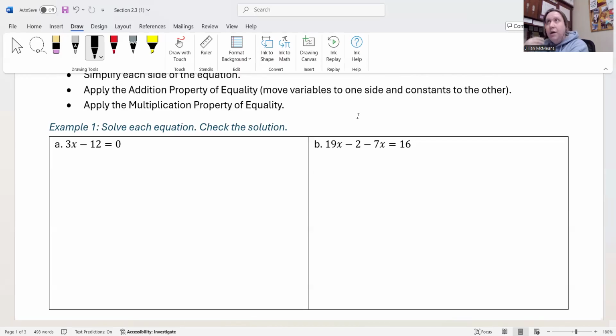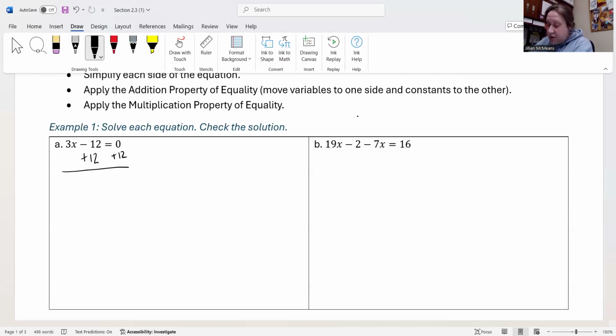So ask yourself, how could I undo subtraction of 12? Well, we would add it. So I'm going to add 12, but if I add it to the left, I have to add it to the right. So I'm going to add 12 to both sides of the equation. On the left, negative 12 plus 12 is 0, okay?